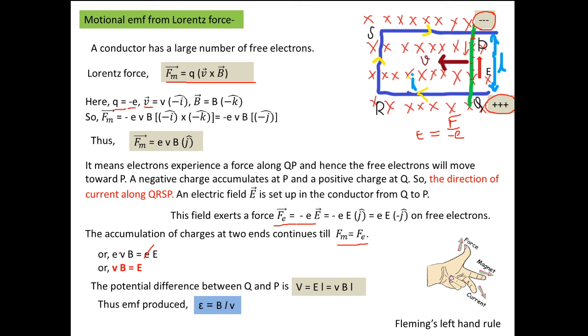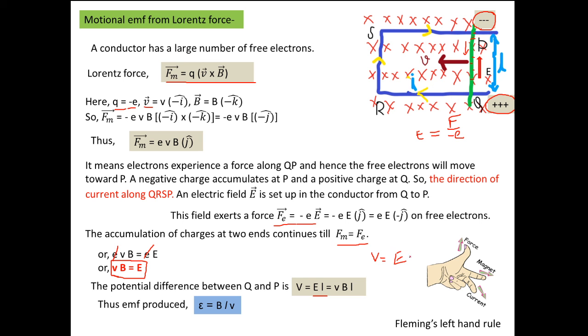Now this e and this e, which is the charge of the electron, will cancel out. So vB equals E. You can also recall the velocity selector, where the relation is the same. Now E is known, so what is the potential difference between P and Q? The potential difference between Q and P, V equals E into L. Earlier we studied V equals E into d.